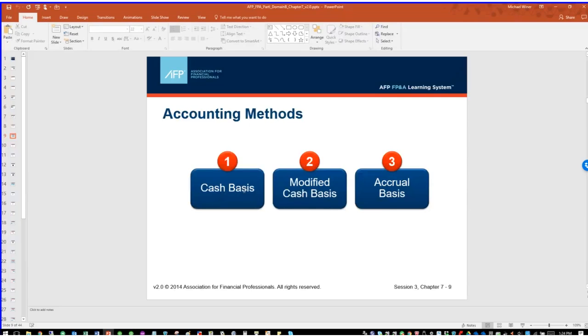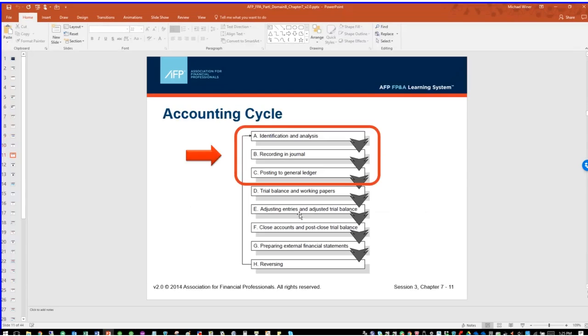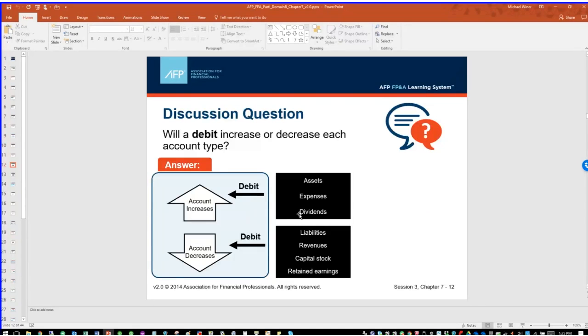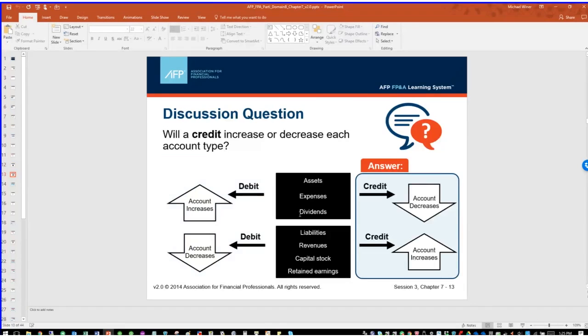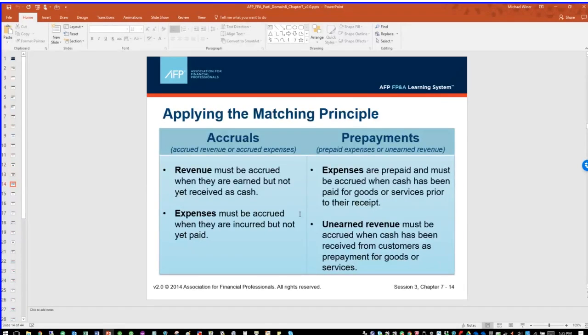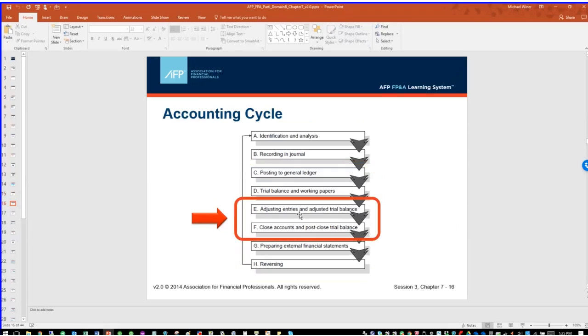The difference is that cash basis, in a nutshell, means transactions are accounted for when the cash changes hands, whereas accrual basis means they're accounted for when earnings or the incurrence of expense happens. Okay, and go through the accounting cycle. I'm not going to go through these. Okay, so this is a slide on whether a debit increases or decreases, just understanding debits and credits. Rules, applying the matching principle, more of the accounting cycle.